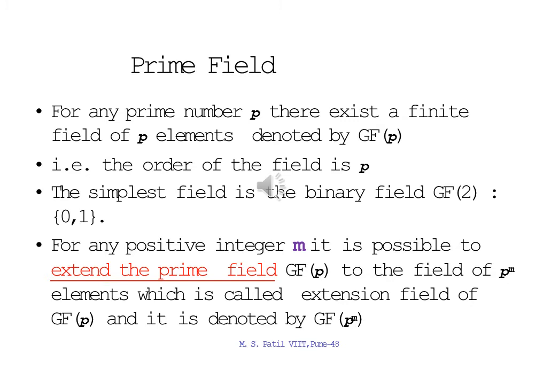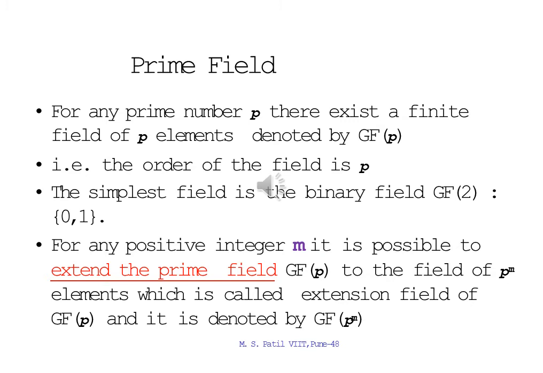So in a generic manner, I can say that for any positive integer m, it is possible to extend the prime field GF(p) to the field of p raised to m elements, which is called an extension of GF(p), and it is denoted by GF(p raised to m). So the basic field is GF(p), and GF of p raised to m represents its mth extension.